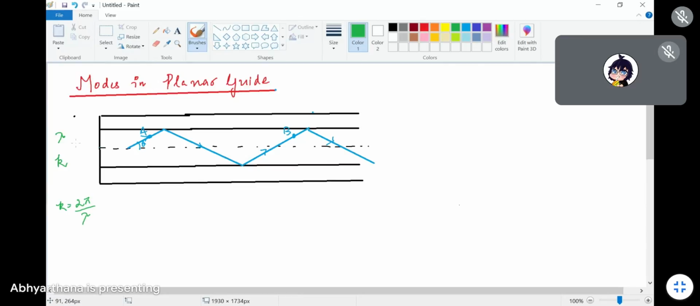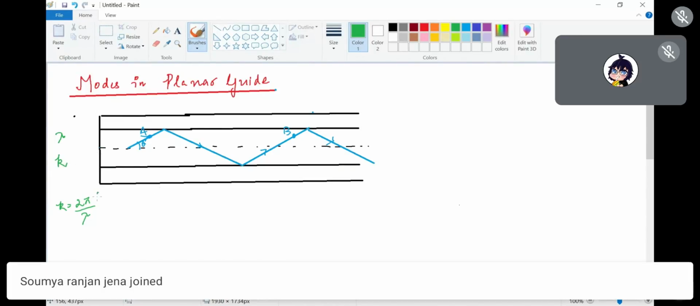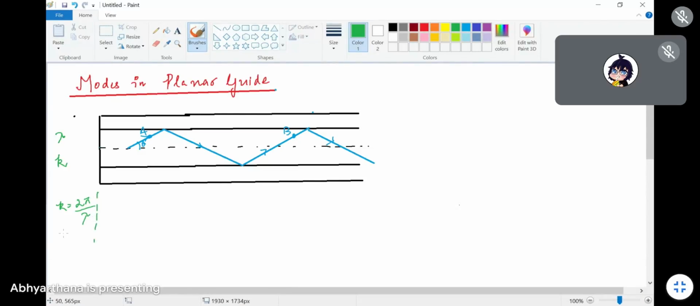So don't get confused. Here it was lambda and k, but once it enters inside the waveguide, it changes. Lambda will reduce and the propagation constant will increase. By what value will it change inside? Let's say in the air or whatever medium it was this much. Once it gets inside the waveguide or planar guide, your wavelength decreases by n1 times. Why am I writing n1? Because n1 is the core refractive index.